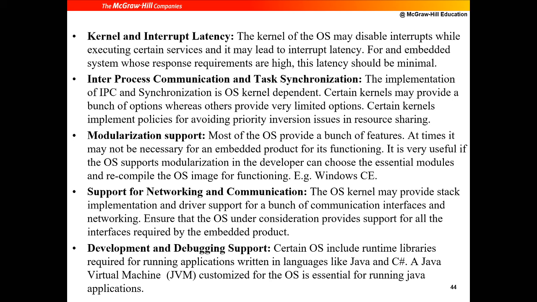Then we have inter-process communication and task synchronization. What kind of IPC are you going to use? We saw several methods: message passing, memory mapped IO, and so on. You decide which one to implement. The next one is modularization support. You need modularization because it's very useful when you want to extend your embedded system, with version 1, version 2, version 3. It's easier to upgrade and easier to modify. If there is some problem in one module, you just replace that module. It will be better.